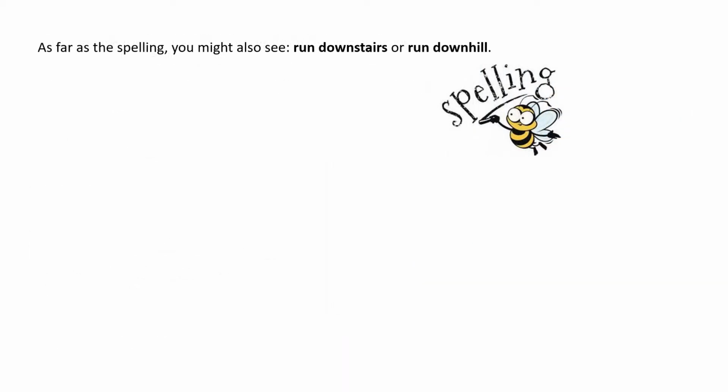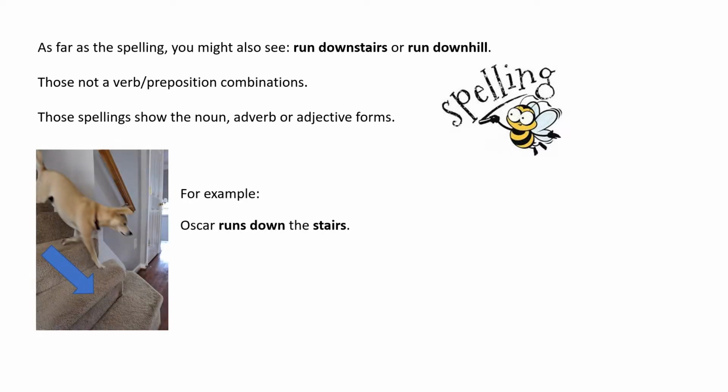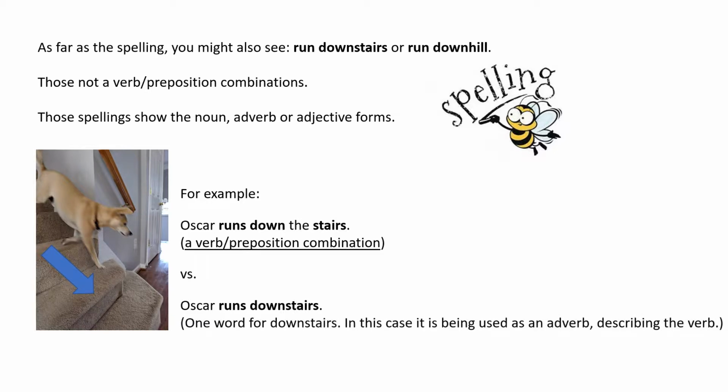As far as the spelling, you might also see run downstairs or run downhill, where downstairs or downhill is spelled as one word. Those are not verb preposition combinations. Those spellings show the noun, adverb, or adjective forms. For example, Oscar runs down the stairs. It's 2 words, and it's a verb preposition combination. Versus Oscar runs downstairs, 1 word for downstairs. In this case, it is being used as an adverb, describing the verb.